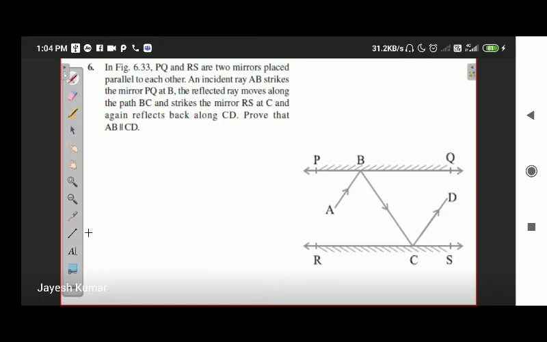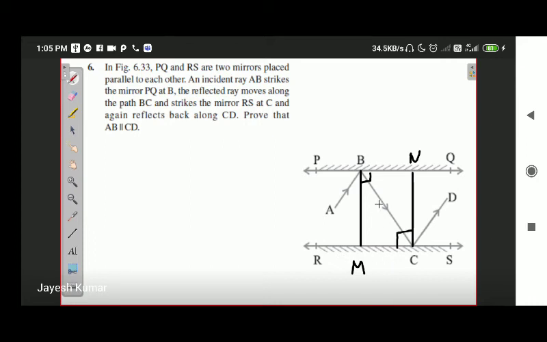I have 2 points of reflection in this diagram: point B and another point of reflection, C. First of all, I am going to draw a perpendicular from point B. This line is perpendicular to PQ. And another perpendicular from point C. This line is perpendicular to RS. So I've drawn lines BM and CN such that BM is perpendicular to PQ and CN is perpendicular to RS. This angle is 90 degrees as well as this angle is 90 degrees.